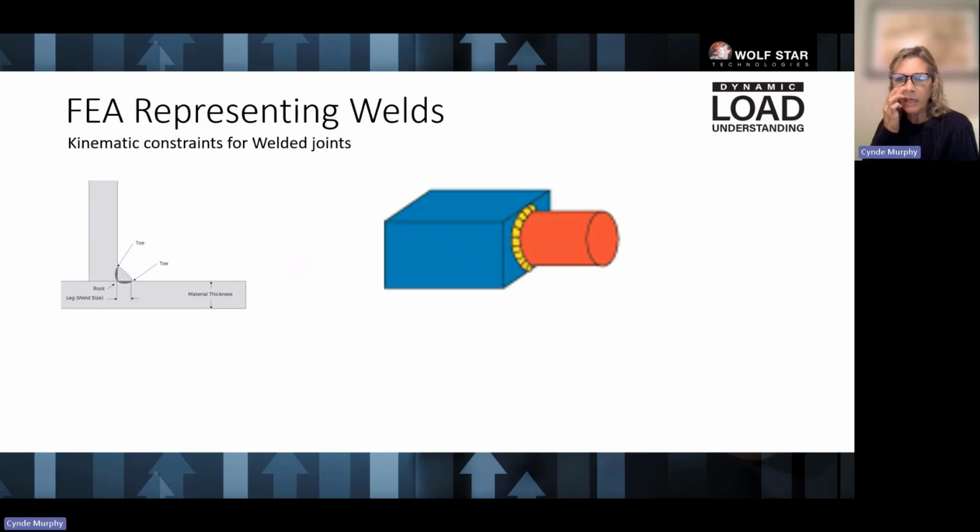Another part-to-part joint in a system or subsystem is welds, and these can be represented in your model in a few different ways. The anatomy of a weld is such that you have a plate. This is a fillet weld: a horizontal plate, a vertical plate, and then the weld in between where you have two toes of the weld. The root of the weld is the diagonal dimension of the weld, and then the leg length, which is the weld size.